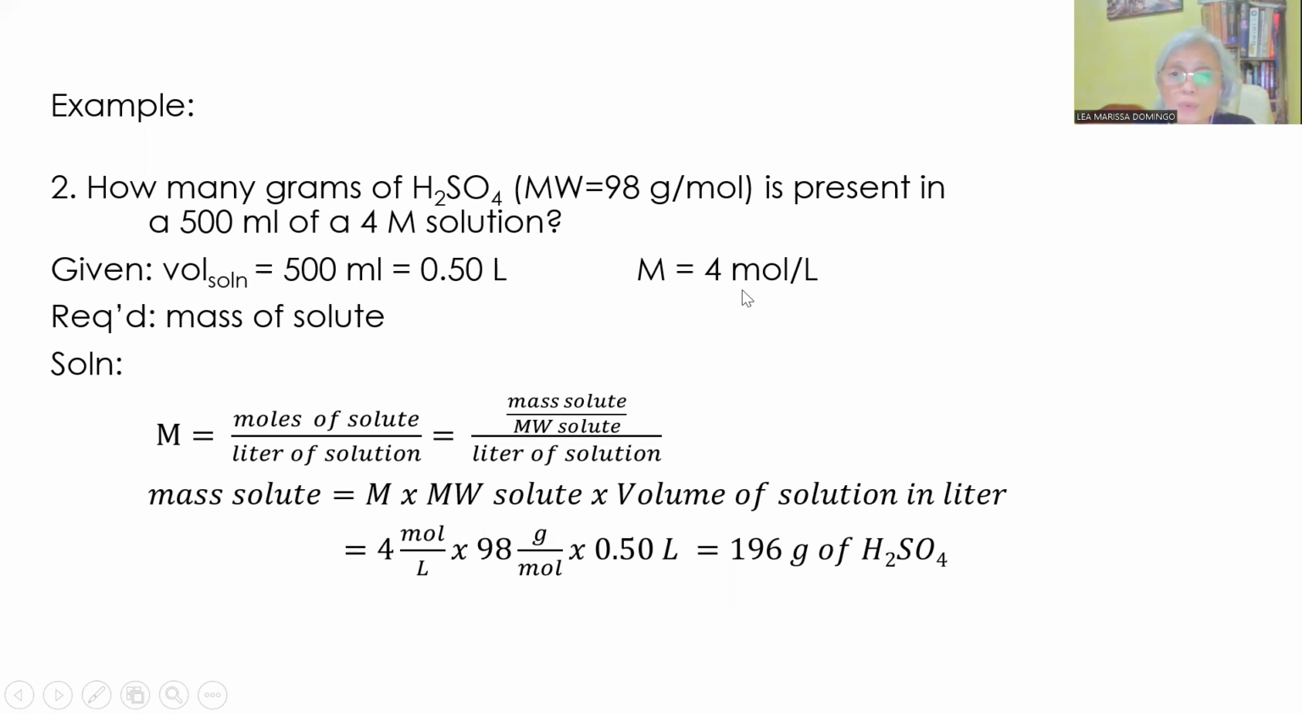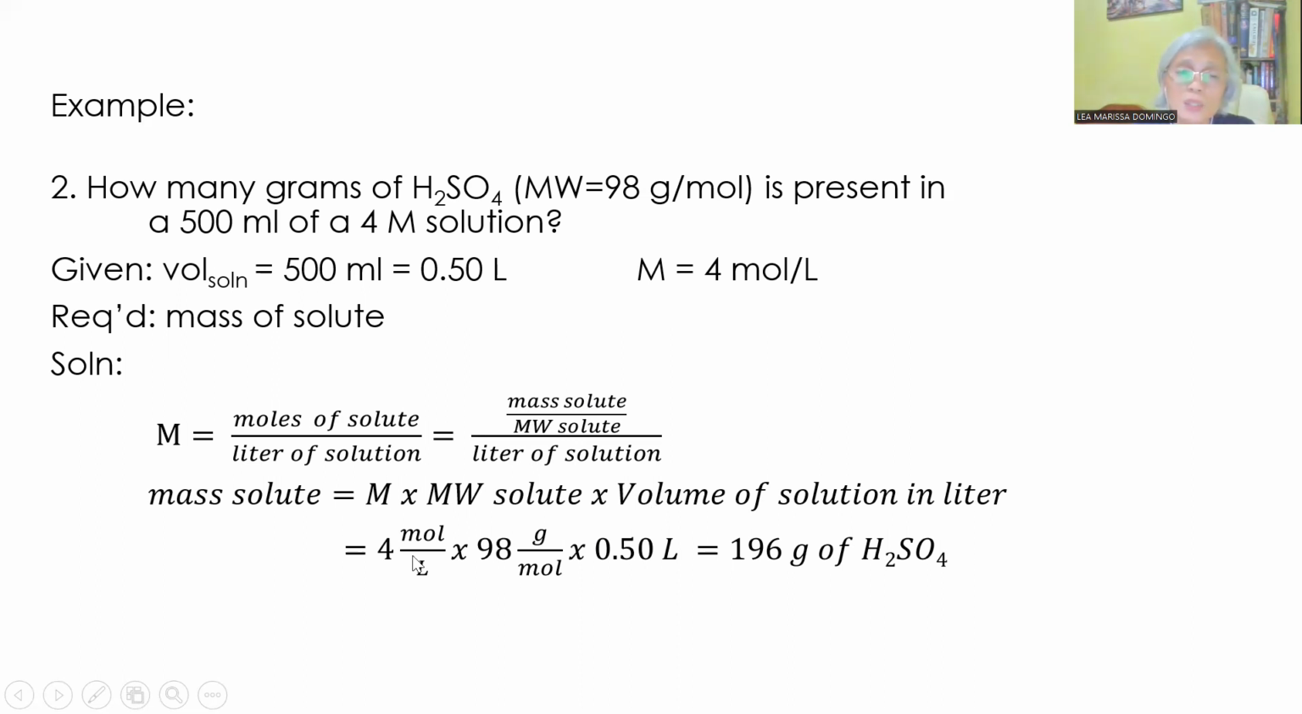Molarity is 4 moles per liter. We are required to find the mass of solute. So writing the definition, molarity is moles of solute per liter of solution, or equivalently, mass of solute upon molecular weight of solute upon liter of solution. The mass of solute now is just the product of the molarity, molecular weight, and volume of solution in liter.